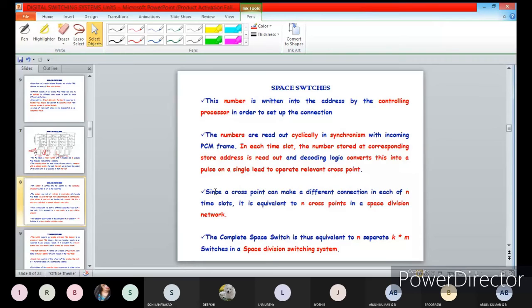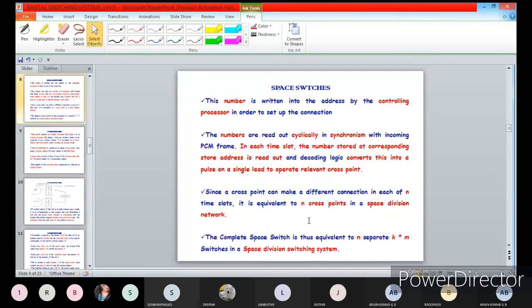Since a crosspoint can make a different connection in each of the n time slots, it is equivalent to n crosspoints in a space division network. The complete space switch is thus equivalent to n separate K by M switches in space division switching.